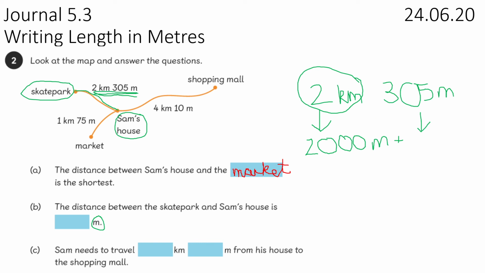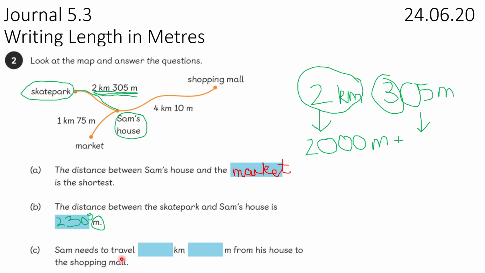305. So how many thousands have we got? We've got 2 thousands, we've got 3 hundreds, you can see the 300s here, 0 tens, oh that was a big 3, and 5 ones. So the distance between the skate park and Sam's house is 2,305 metres. Well done.